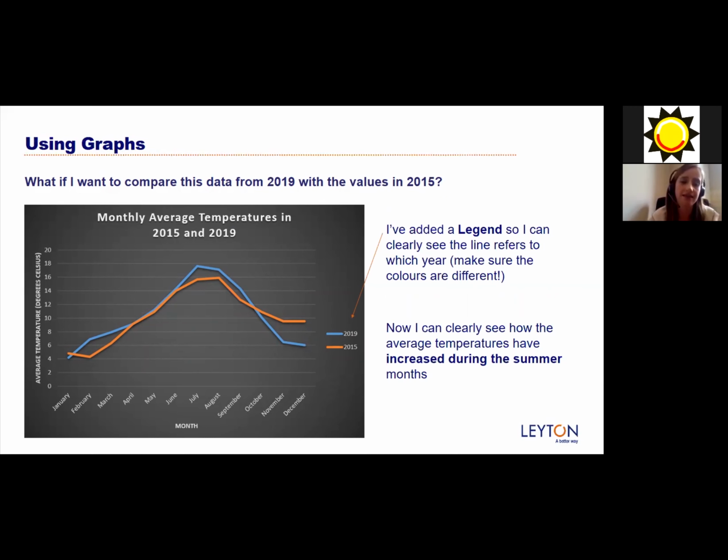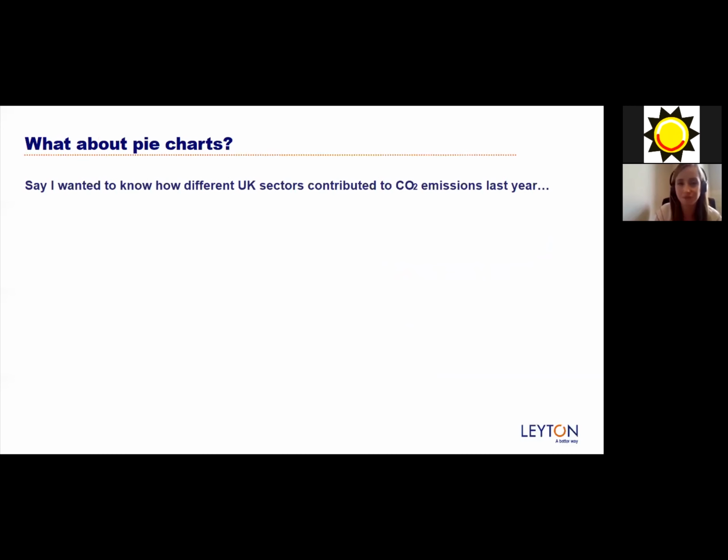So if I look at the 2 different years, as you can see in the summer months, say between June and September, the blue line is quite a bit above the orange line. So we can see that on average in this 4-year period, the summer months have increased in temperature. Now, you might want to do this over a larger gap so you can actually see a bigger difference, but this is just an example of how you might do a cross comparison.